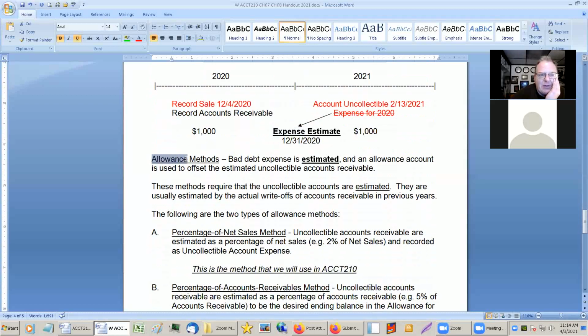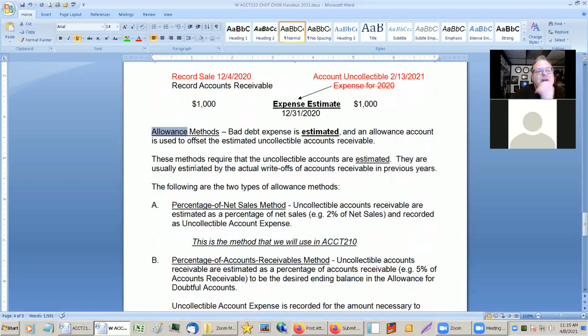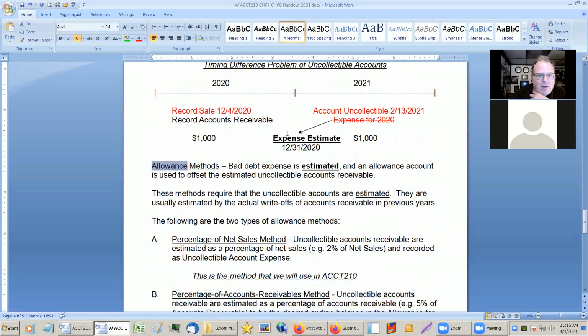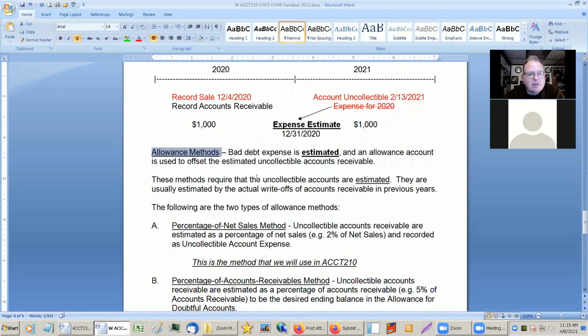Now, we call it the allowance method because there's actually going to be an allowance account. When we write this expense up, the expense is going to be the debit. You say, okay, well, what's the credit? Well, it can't be accounts receivable because we don't know who's going to go bad. So we use what they call an allowance account. It's going to be a contra account, which we'll talk about in a second.